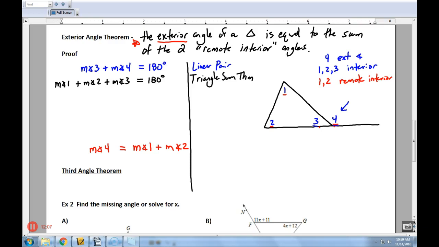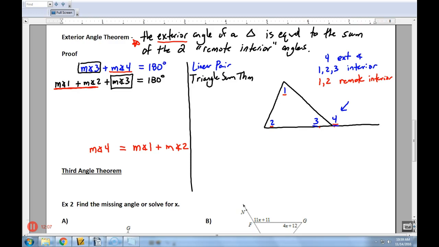Now if I look up above at what I just said, we have the measure of angle 3 plus 4 is 180. But then we have the measure of angle 3 plus these two guys is 180. So basically this and these have to be the exact same. And I can do this a couple different ways.